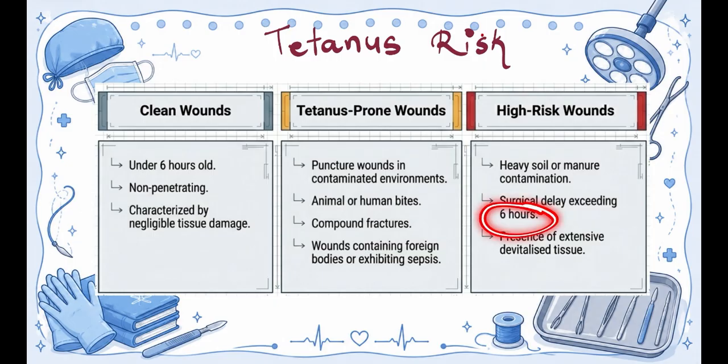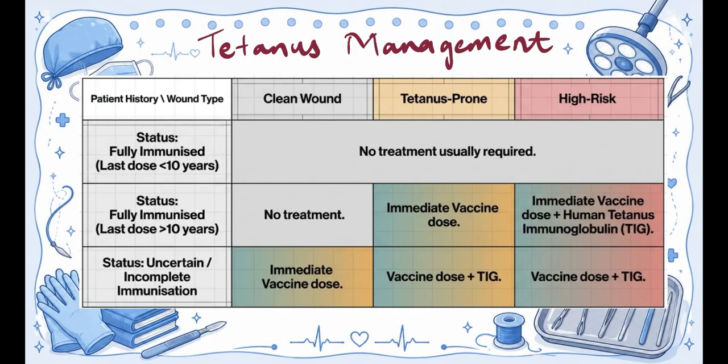The final clinical step is to cross-reference this wound categorization with the patient's immunization history. If a patient is fully vaccinated within the last 10 years, they are generally safe. However, if their last vaccine was over 10 years ago, a dangerous wound requires an immediate vaccine dose. If the history is completely unknown, doctors simply take no chances. They immediately administer the vaccine. For those high-risk injuries we just discussed, they also prescribe human tetanus immunoglobulin.